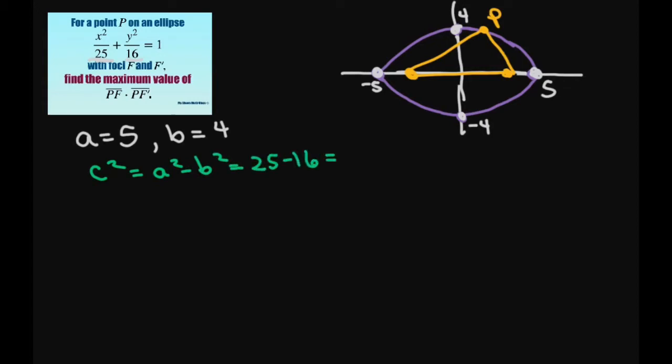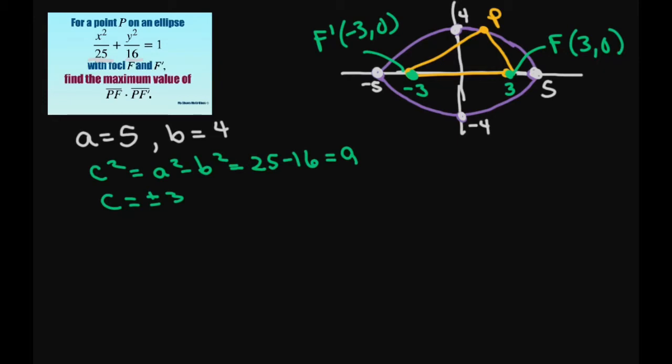And for our c, c squared equals a squared minus b squared, which equals 25 minus 16, which equals 9. Therefore, c equals plus or minus 3. So this is going to be negative 3, and this part will be 3. And we'll call this F prime, which is negative 3 comma 0, and this point here is our F, 3 comma 0.